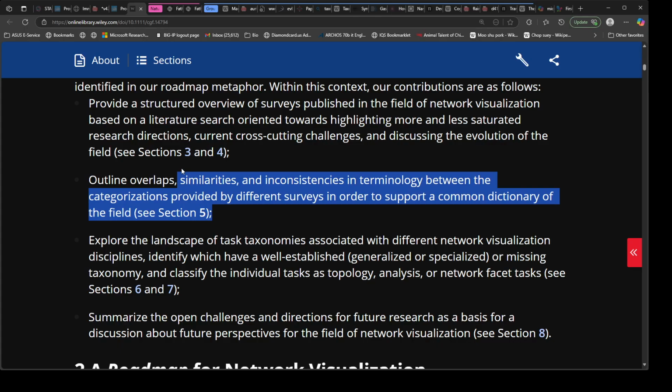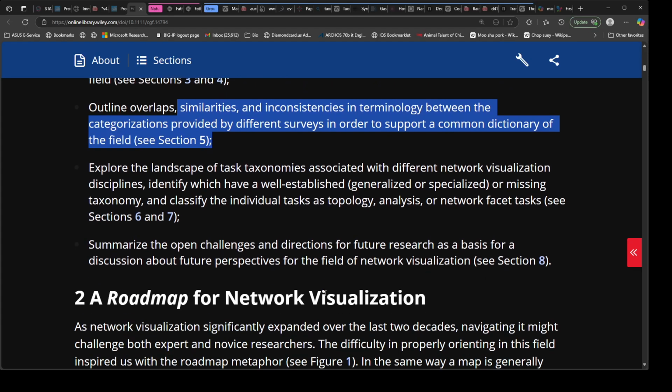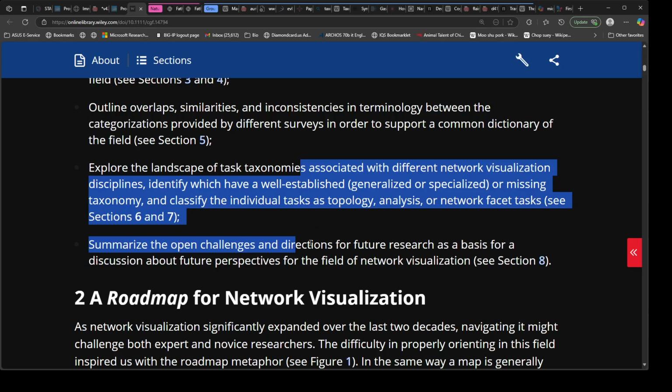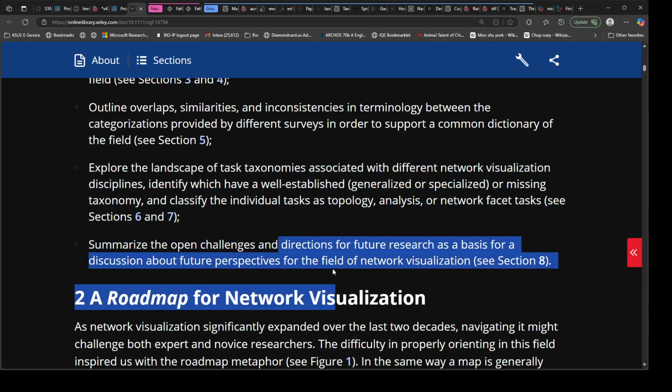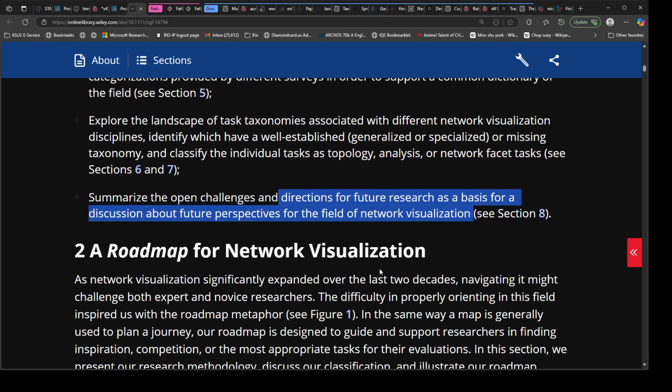Explore the landscape of task taxonomies associated with different network visualization disciplines. Identify which have a well-established, generalized or specialized, or missing taxonomy, and classify the individual tasks as topology, analysis, or network facet tasks. See sections 6 and 7. Summarize the open challenges and directions for future research as a basis for a discussion about future perspectives for the field of network visualization. See section 8.